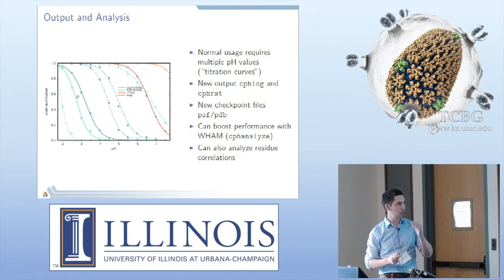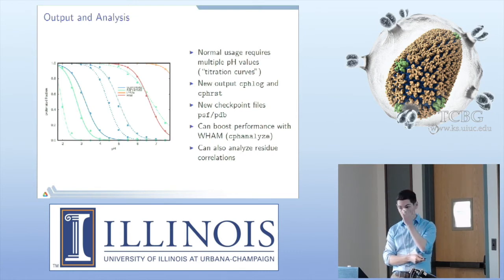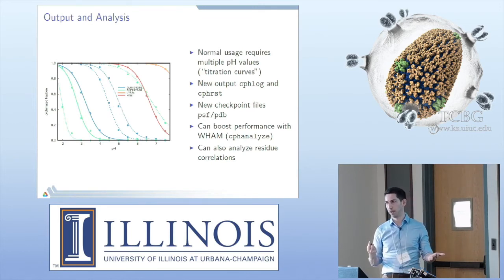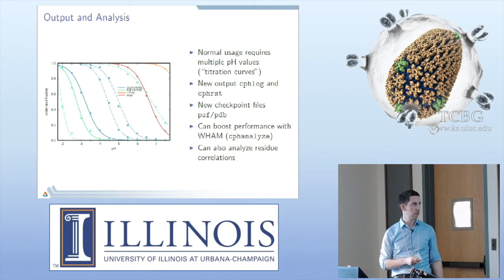So what does the output look like? There are two new outputs. One is called the CPH log file, which just logs the instantaneous value of that lambda vector. So it's essentially just a time series of a bunch of zeros and ones, one for every single site in the system. There's also an additional restart file called restart. You just include that along with your normal coordinate, velocity, and extended system restart files.